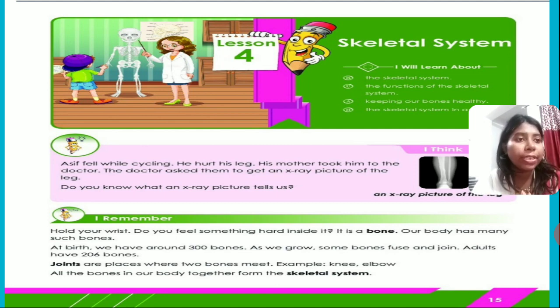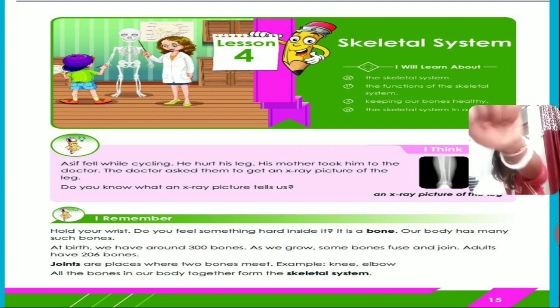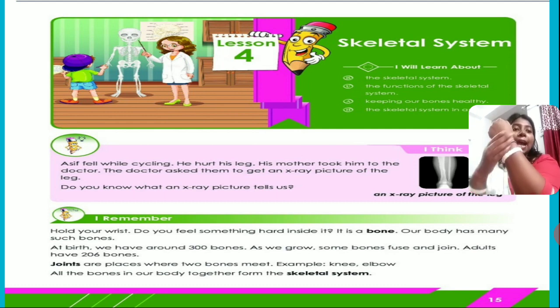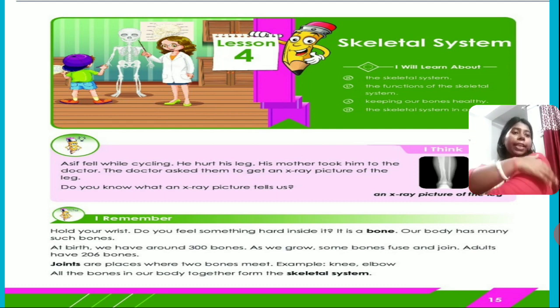Will you remember, children? Now if I take an example of my hand, can you see? Children, see, I can move this part. I can move this part. Even I can move this part. So what does this mean? This means we can move the different parts of our body.